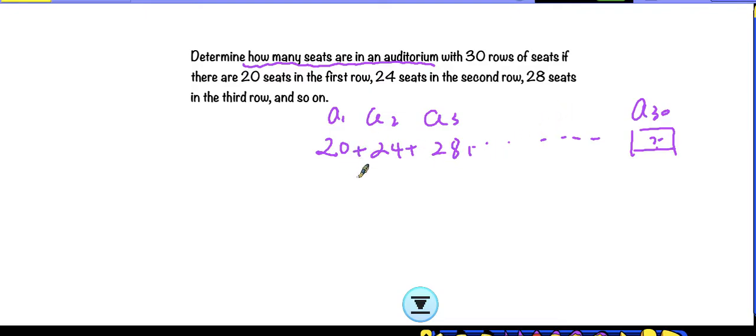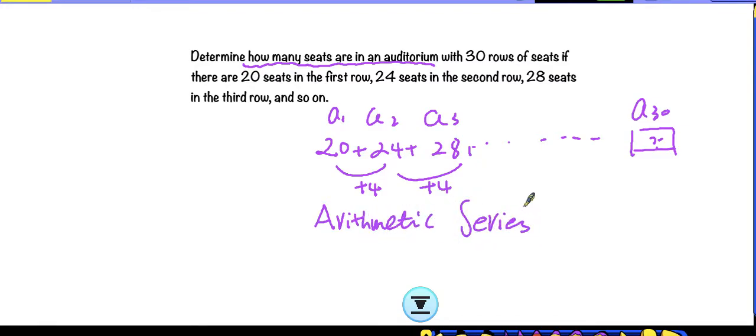And if you look closely, each number here is adding 4, adding 4. So that means this is an arithmetic sequence. And if we want to add all terms together, what do we call that? Arithmetic series. Again, the series means finding the sum of the terms in the sequence. And we do have a formula. If you forget, you can always go back to check the video I provided before.